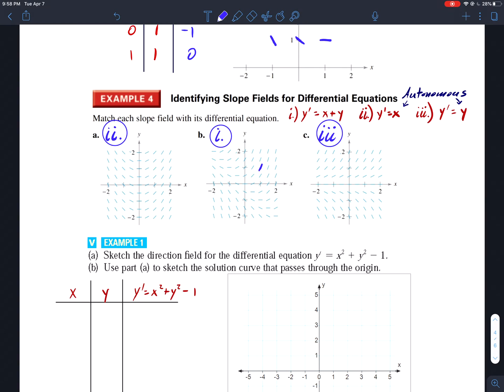But truth is, we could have figured that out if we looked at this one initially. Notice that in a horizontal line, all of the slopes are identical across a horizontal, which means the y value is determining the slopes. And here, the slope is dependent on y only, so it has to be this one.